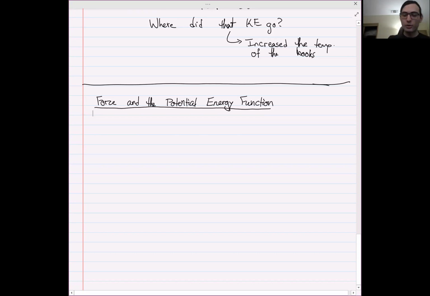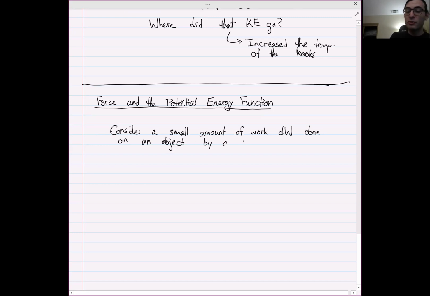We want to know what the relationship is between force and its potential energy. So we're going to consider a small amount of work. We're going to call it dW. Remember, when you put a d in front of something, usually it just makes it really small. Done on an object by a force. We've done this before when we talked about power, by the way. So dW is just equal to F dot dl.